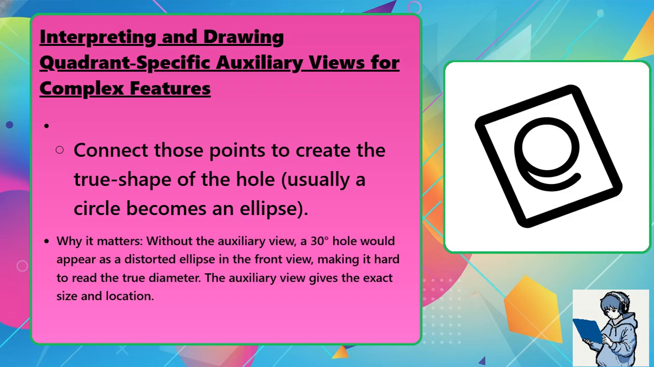Why does it matter? Without the auxiliary view, a 30-degree hole would appear as a distorted ellipse in the front view, making it hard to read the true diameter. The auxiliary view gives the exact size and location.